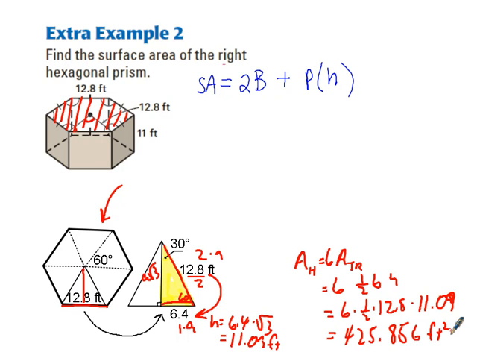Now let's go back and find our surface area. We have 2 of the bases, which is 2 hexagons, so 2 times 425.856 plus the perimeter.